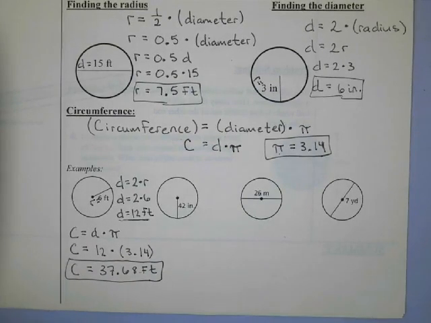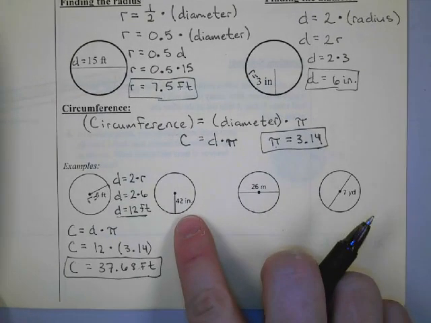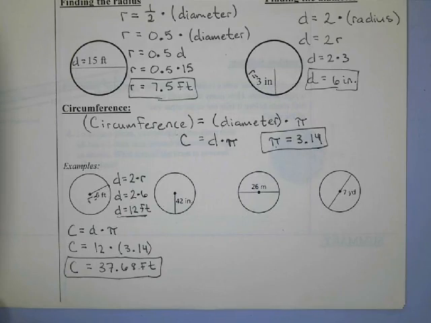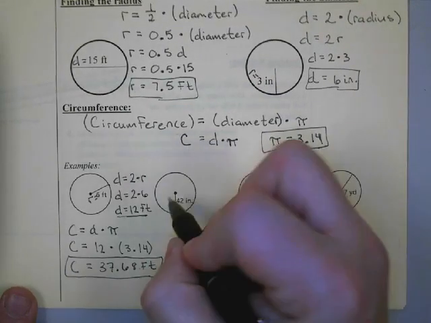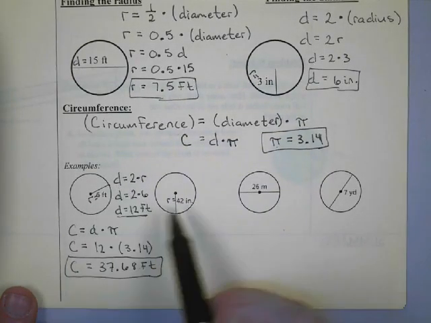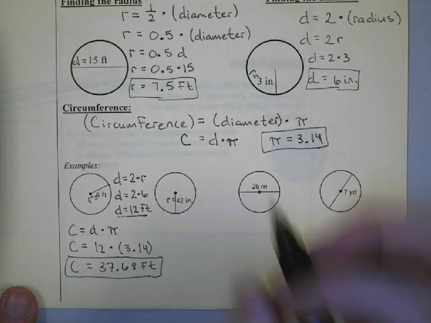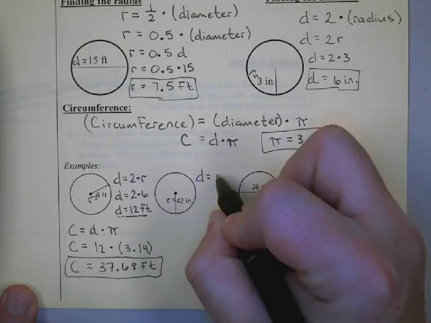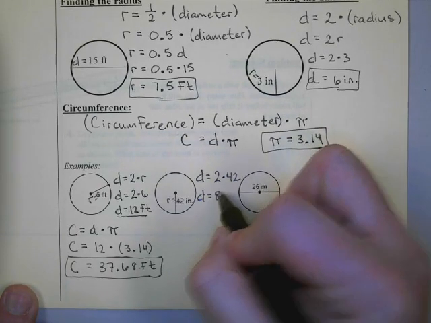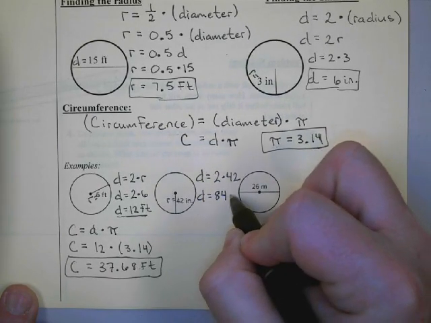Now if you would please go ahead and pause and try this one on your own, the second circle right here. Okay, so hopefully you paused and tried this on your own. The idea is I'm given a radius, so I know the radius is equal to this, but I need to find a diameter to be able to solve for my circle. So we know that diameter is equal to 2 times 42, or the diameter will equal 84 inches.